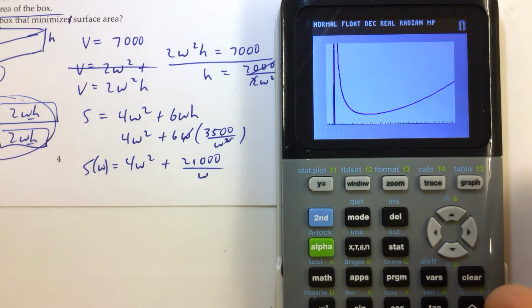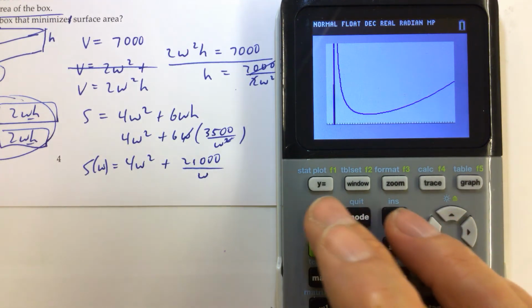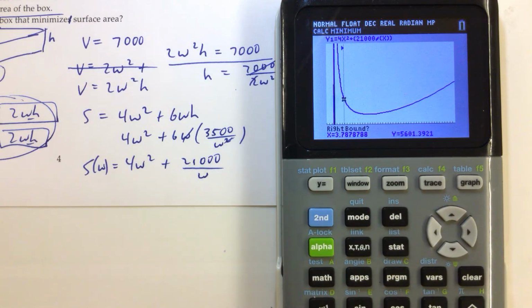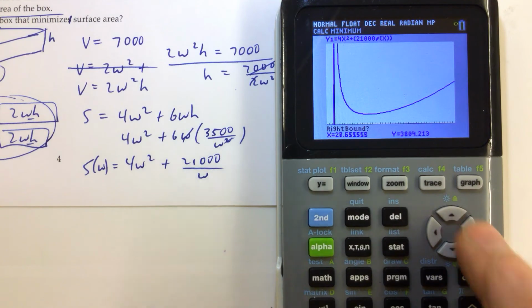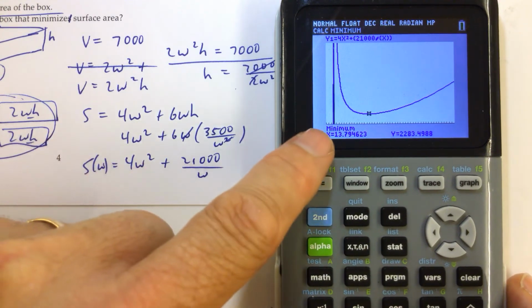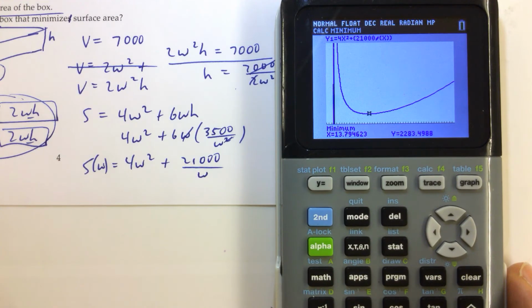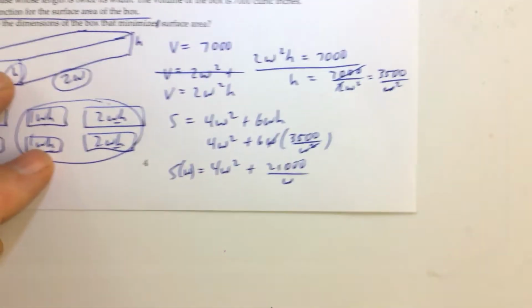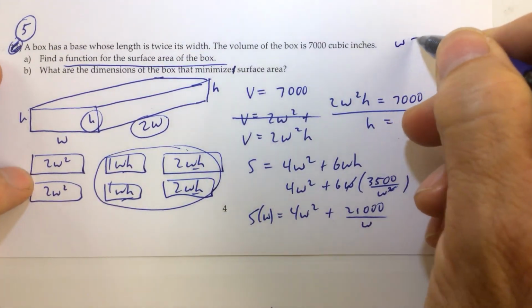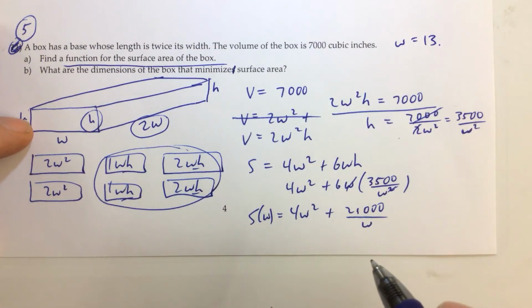And again, we're trying to minimize the surface area. So second, calculate, minimum, and then I move the cursor to the left, then I move the cursor to the right, get back here somewhere near where the minimum is, and we want the dimensions. So remember, the x on our calculator is the w on our figure, and so the x is 13.795. So w is 13.795.